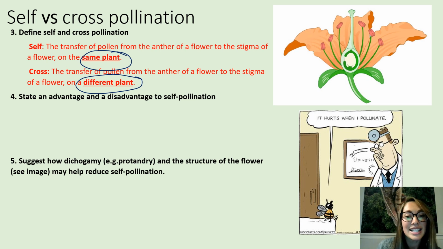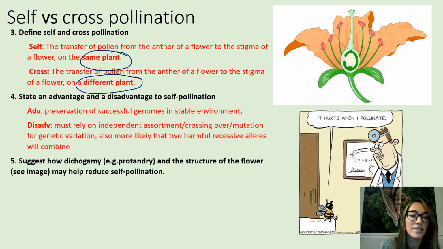An advantage and disadvantage to self-pollination. An advantage here is that if the plant has a successful genome for its environment, that will be carried through to the next generation. But the problem is that if the environment changes, then the offspring will have the same genome. So there's not going to be much genetic variation, which means that if you have a change in the environment, that particular offspring might not be very well suited to that environment.